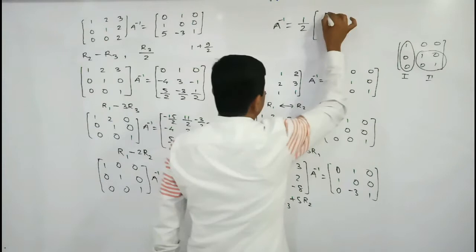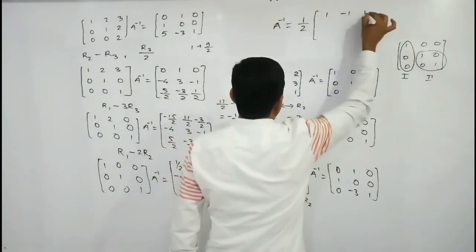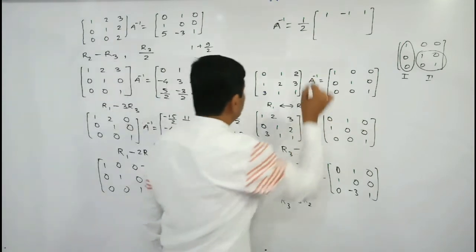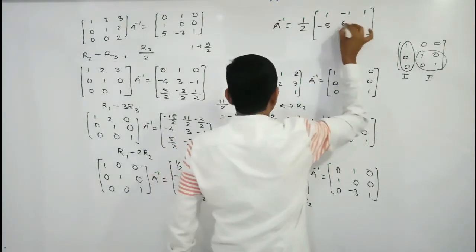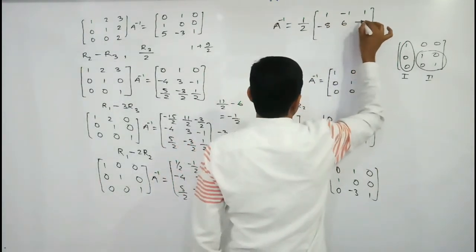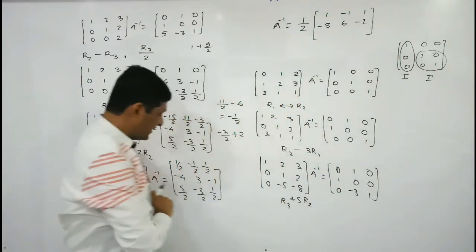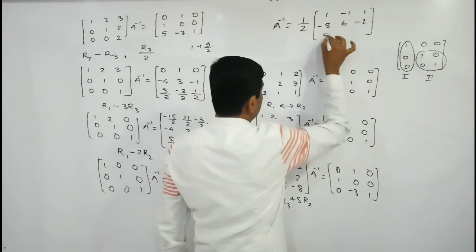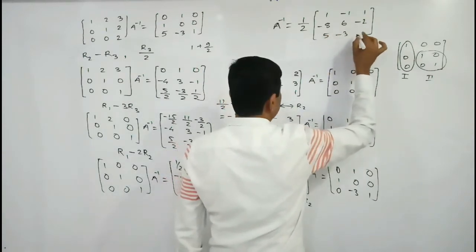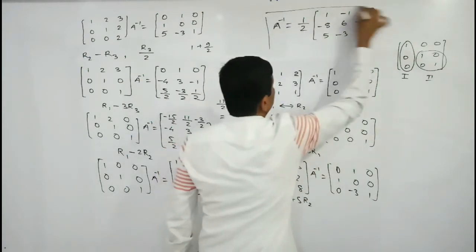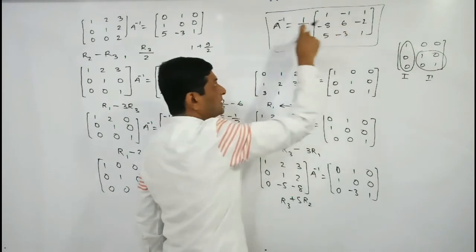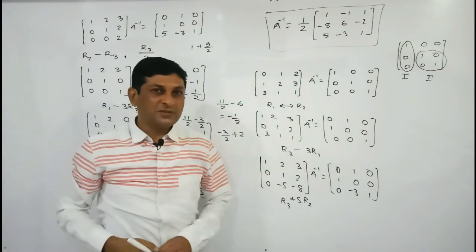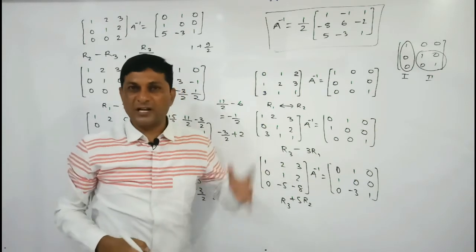In the first row we are getting 1, minus 1, 1. And if I am multiplying the second row by 2, here we will get minus 8, 6 and minus 2. If I am multiplying R3 by 2, 2 will get cancelled and what will we get? 5, minus 3 and 1. Hope you have got it. We are multiplying all the elements by 2, that's why we are dividing by 2. In this way we have got the inverse of this matrix using row transformation.